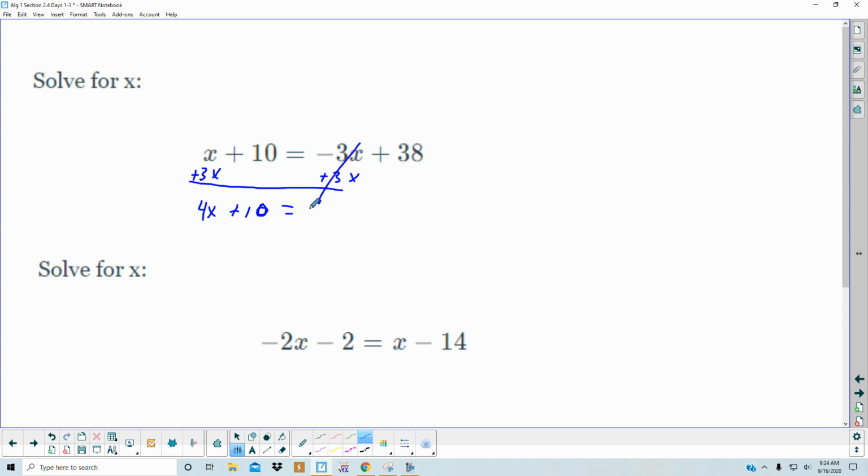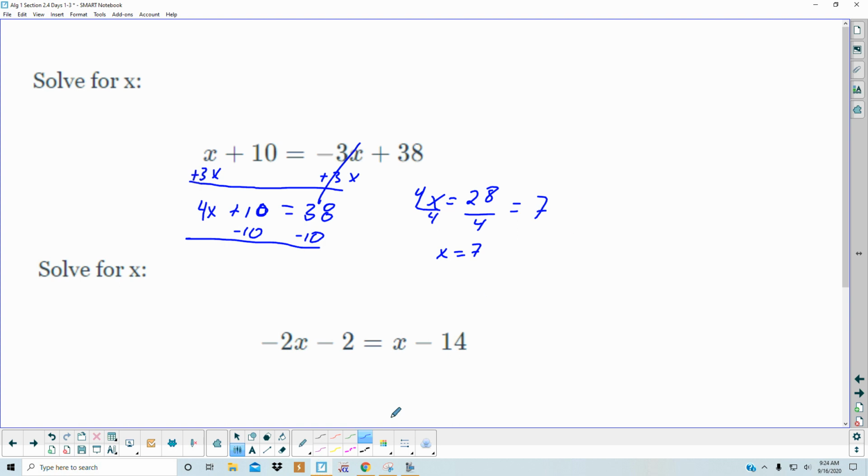This is gone. Now subtract the 10. And you have 4x is equal to 28. Divide by 4. Isn't 4 times 7 28? So that would be 7. So x is equal to 7.